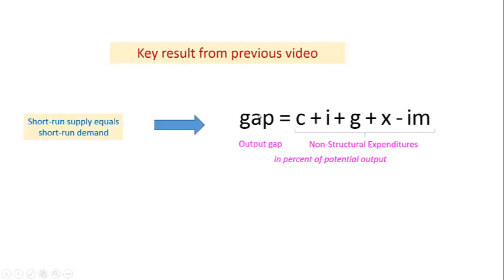The short-run element of aggregate supply, what we know as the output gap, must be exactly equal to the short-run elements of aggregate demand, or the non-structural components of expenditures. That is, the sum of the non-structural components of consumption, investment, government, exports, minus imports. Note that we're expressing everything in percent of potential output.